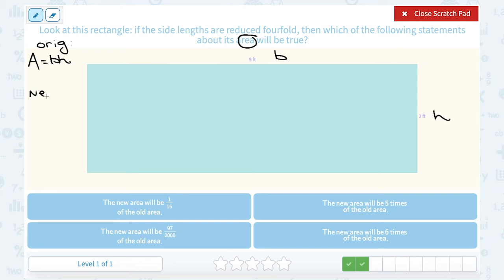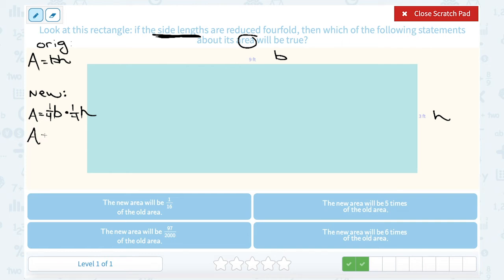The new one, well, when we reduce it fourfold, we saw this a minute ago, reducing it fourfold means dividing it by 4 or multiplying it by 1/4. So the base would be 1/4 of whatever b was. 1/4 of b, right? We're taking it and reducing it fourfold. And the new height, since they said side lengths, right? They're doing that to both sides. The new height is going to be 1/4 of whatever the height was. And they did give us the numbers, but this works regardless of whether we know the numbers or not.